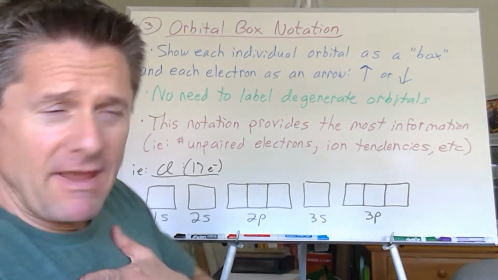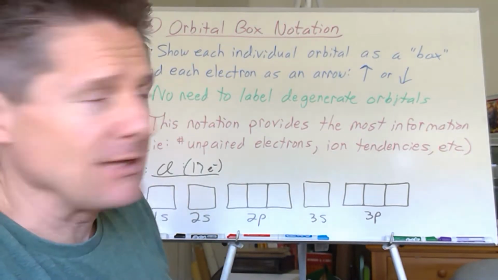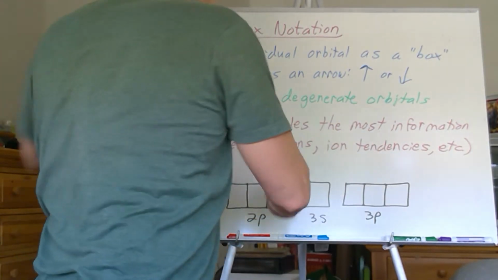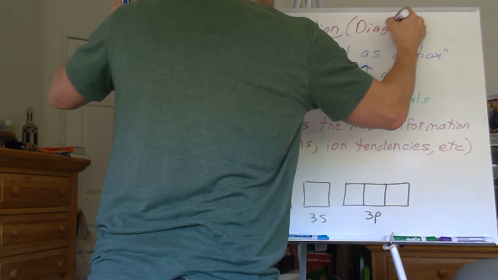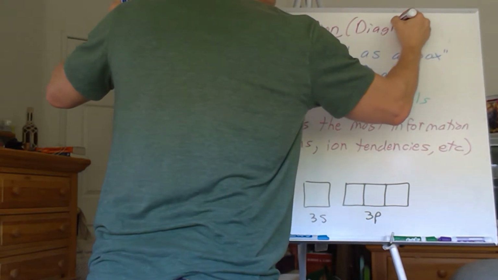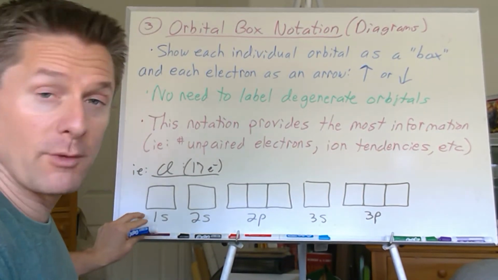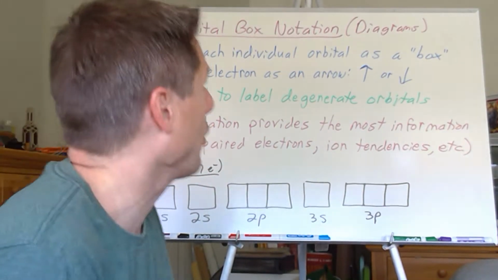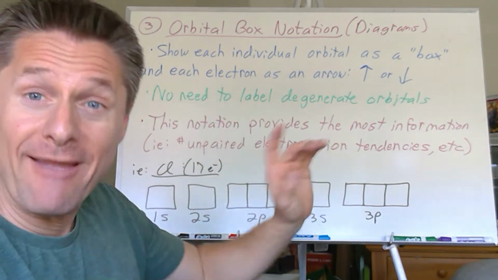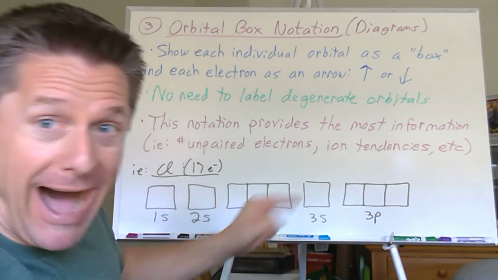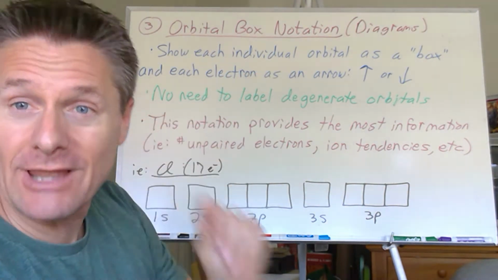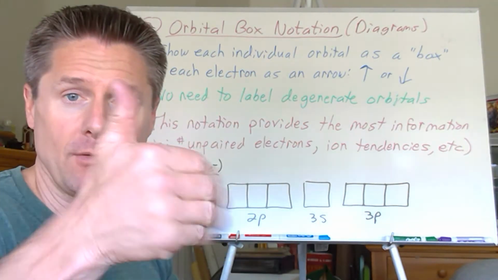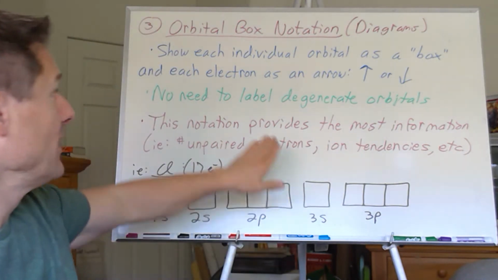All right, my personal favorite again, orbital box notation or orbital box diagrams. You can do it either way. I've heard it mentioned both ways, orbital box notation or orbital box diagrams. I don't care, just orbital box. So we're going to show every single orbital as a box. We did this when we went over Hund's rule, right? And we're going to show each electron as a spin up arrow or a spin down arrow.